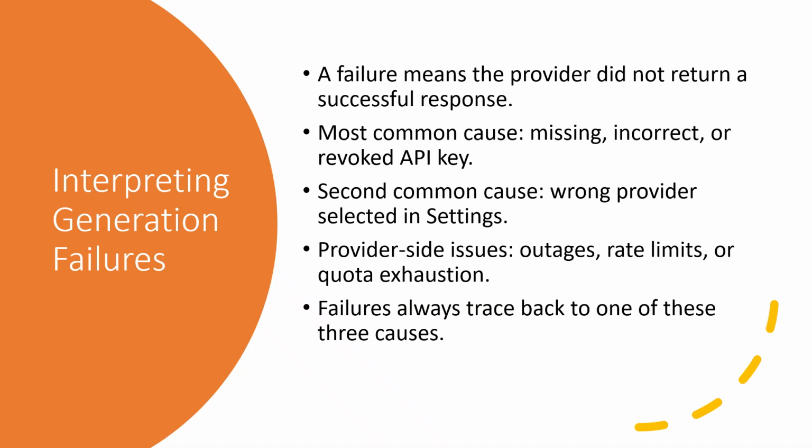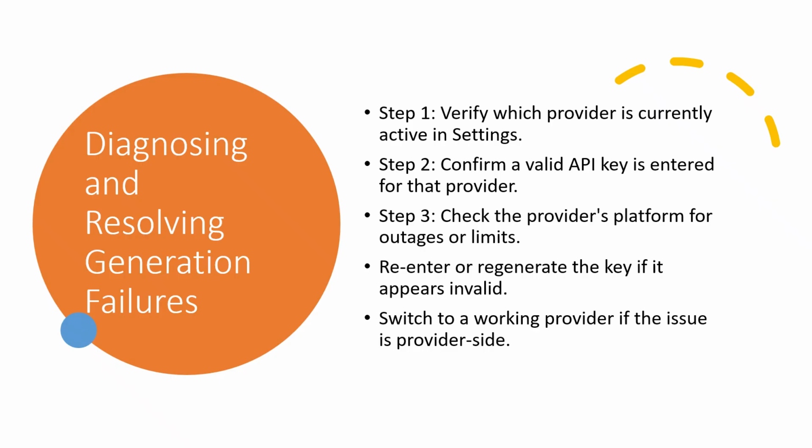Keeping these three categories in mind gives you a clear diagnostic path. Start with your API key, then check which provider is active. And if both of those look correct, the issue is likely on the provider's end and may resolve on its own. When a generation failure occurs, resolving it efficiently comes down to following a consistent diagnostic sequence.